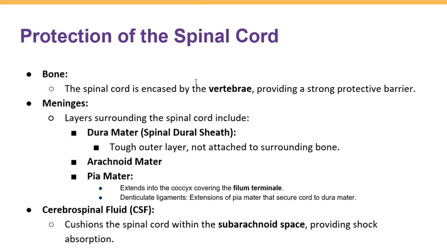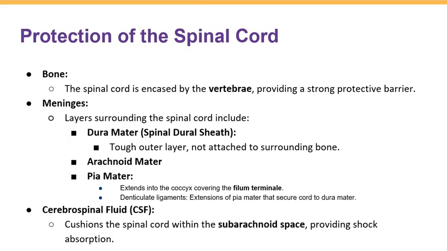We have dura mater, which is a tough outer layer. It's important to note that it isn't directly attached to the surrounding bone. Then we have the arachnoid mater, which is a middle layer that acts like a web to protect the spinal cord. And then the innermost layer is called pia mater, which extends down to the coccyx and covers a structure called the filum terminale. Additionally, the denticulate ligaments are extensions of the pia mater that help secure the spinal cord to the dura mater, providing further stability.